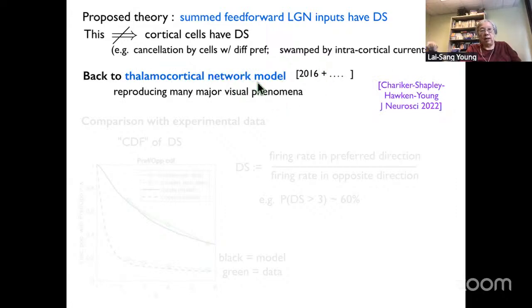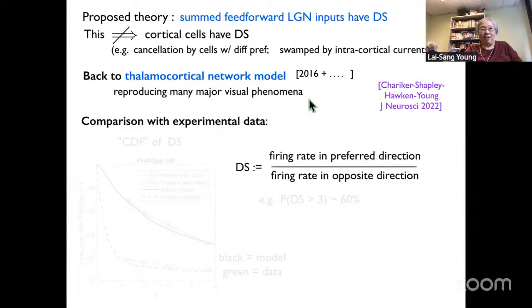The same model that we talked about before. This started in 2016. By 2022, we've added many more phenomena. I want to say that we have modeled most of the basic phenomena, but of course there's no such thing as most. By now this model can do a lot of different things, including this one. So here's what it does. This is a comparison with experimental data.